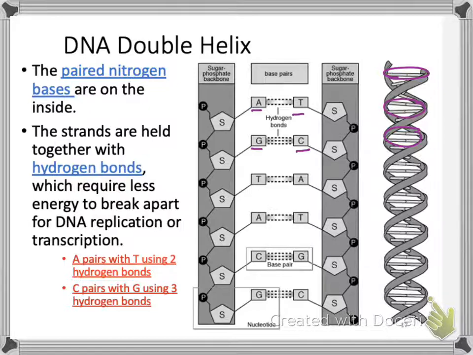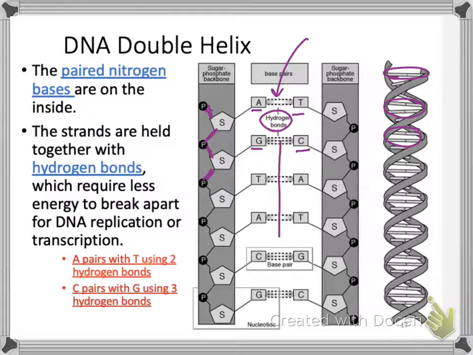The type of bond that holds them together is called a hydrogen bond. Hydrogen bonds take much less energy to break than these strong covalent bonds over here. So notice they're not even a solid line. They're represented as a dashed line. That's supposed to be weak. And that's important because I mentioned on the last slide that we have to unzip our DNA molecules.